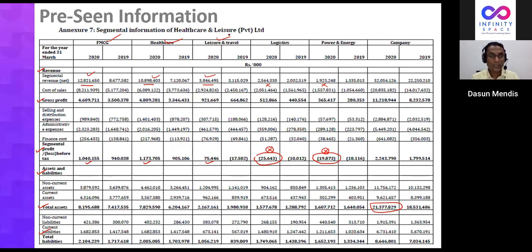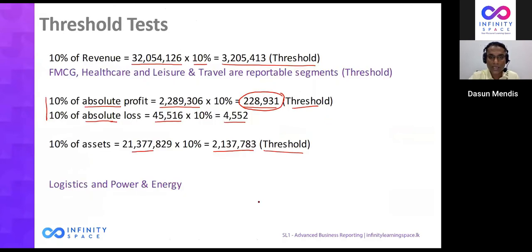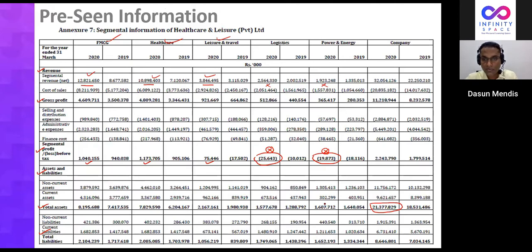I'm looking at logistics and power. I looked at logistics and power, right? Under the profit or loss threshold, it is not reportable. Now I am looking at logistics and power under the asset threshold. Under the asset threshold even, so the threshold is now how much? If I go back again, 2.1 million. But if you look at the asset value here, logistics below the threshold, not reportable. Power and energy below the threshold, not reportable. You see, it is not becoming reportable under asset threshold as well.